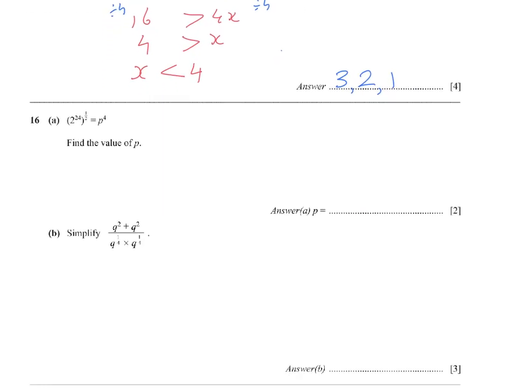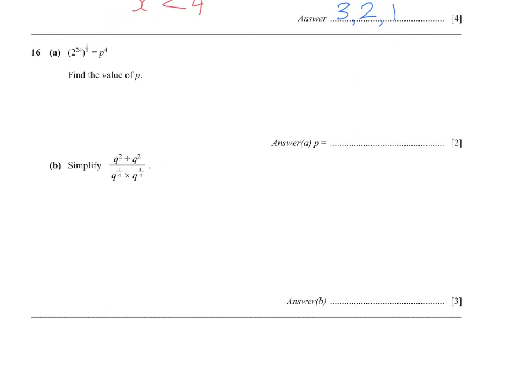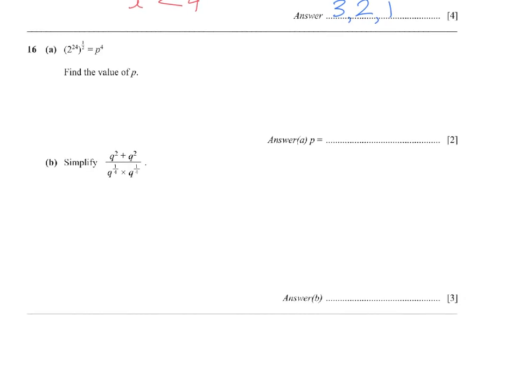All right, moving on. Indices, clearly. And let's see what's going on. They say 2 to the power 24, to the power half, equals p to the power 4. Find the value of p. Well, what can you do with those brackets? What do you have to do with those indices? You have to multiply them. So you could probably even do it in your calculator, can't you? So 2 to the power 24 times a half, 12, equals p to the power 4.